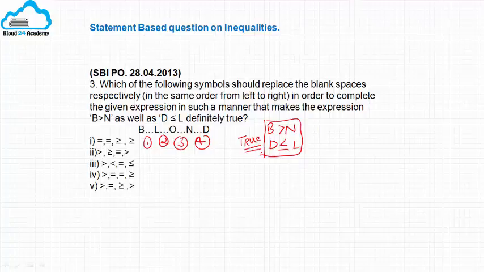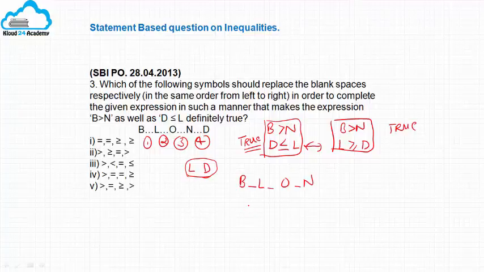true, both of them. Again, I am flipping these because in the question L comes first, D comes later. So for simplicity and to avoid any confusion, I'm flipping it. So L is greater than or equal to D now, and B greater than N. I have to make sure these two are true. So first, let's check for B and N.